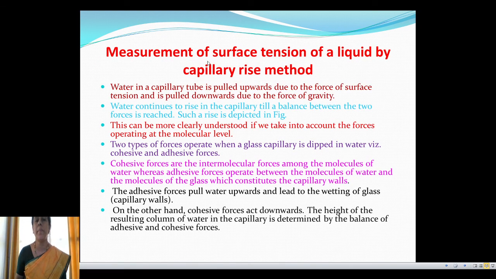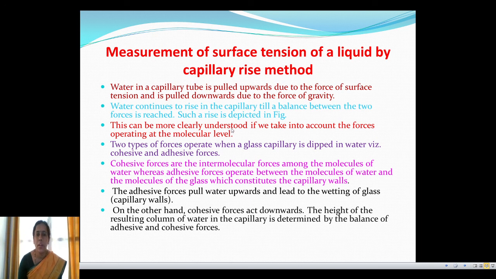Now we will study the measurement of surface tension by this method. First, water in this capillary tube is pulled upward due to the force of surface tension and is pulled downwards due to the force of gravity. You have to keep this in mind. Water continues to rise in the capillary till the two forces are balanced. Such rising is shown in the figure.